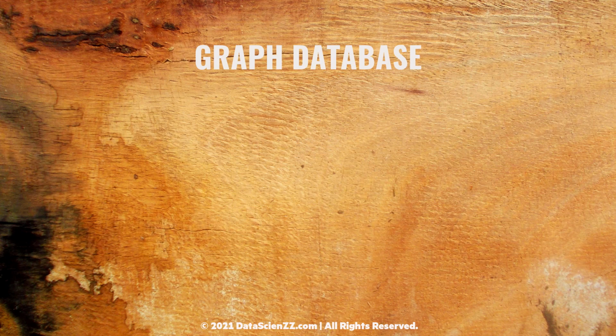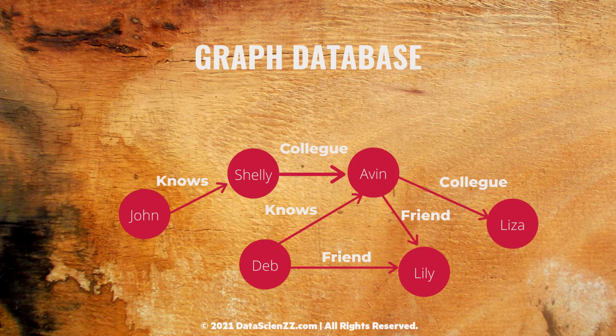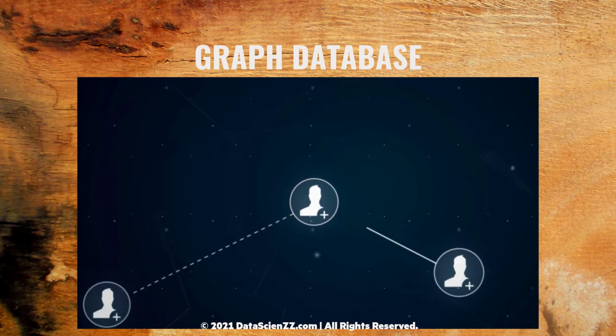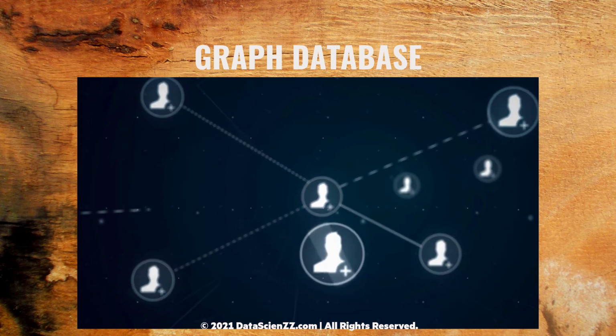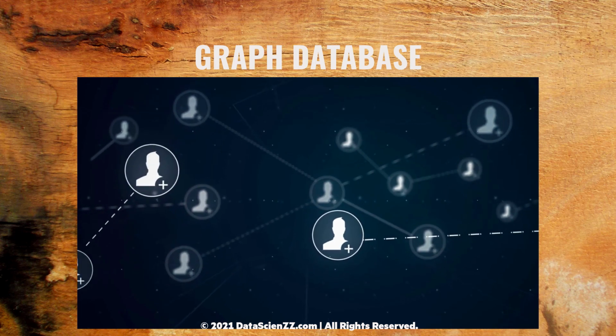Let's now talk about the graph database. In the graph database, data is stored as a connected graph with nodes and arcs. A node represents an entity, while an arc represents the relationship. Hence, the graph database is very useful to map connected data where we need to analyze complex relationships, like a social media connection or network graphs.